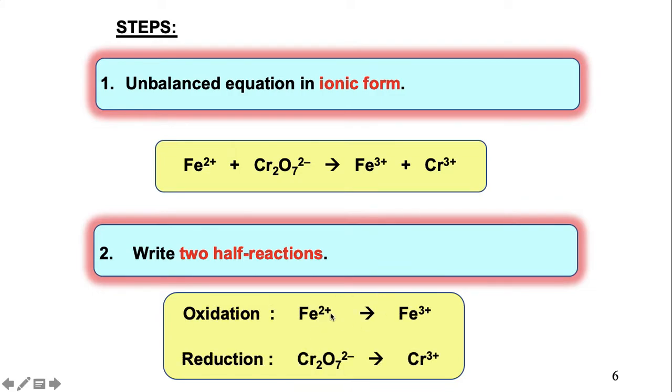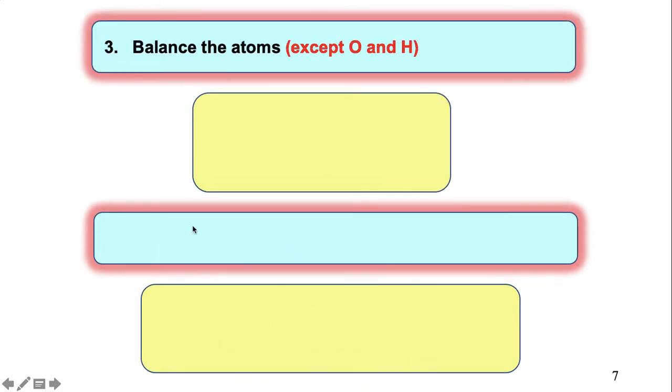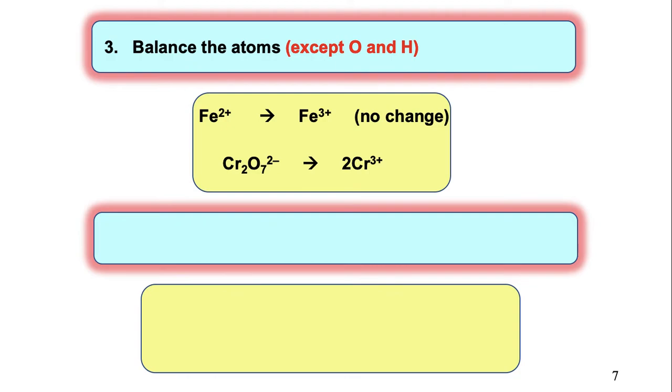If you look at the oxidation number, it increases from positive 2 to positive 3. So that's why it's oxidation. The other half reaction is reduction. The third step is to balance the atoms in those 2 half equations except oxygen and hydrogen. For iron, there is one iron, so no change. For this one, you have 2 Cr, so you put 2 Cr here, and that's all. Don't focus on oxygen yet. You balance all atoms except oxygen and hydrogen. So you're done with step 3.